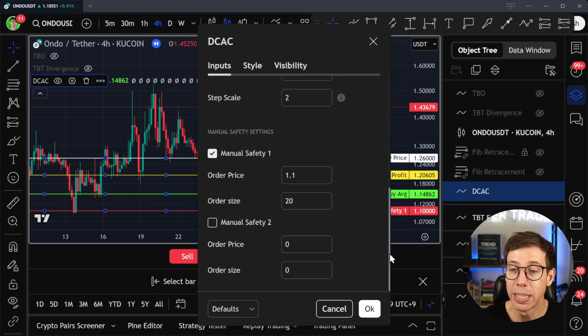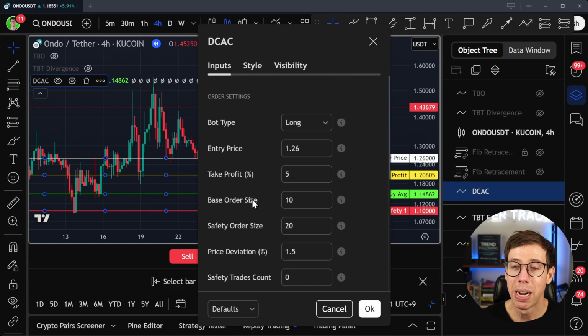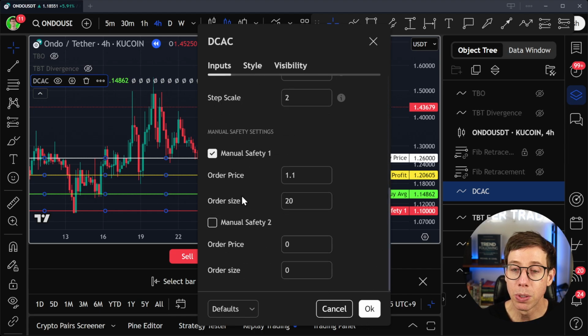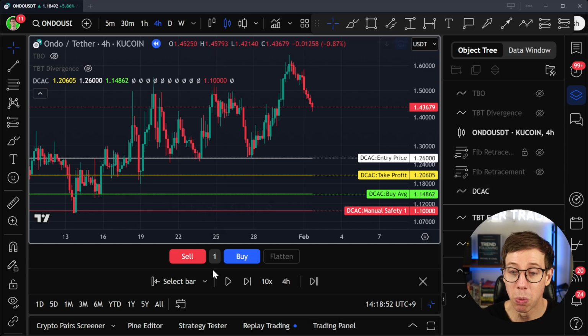So I want you to pay attention to one really important thing. My base order size, this is the initial trade order size, is 10. My manual safety is 2 times that. DCA works best when you double down martingale style. And here's what's really cool about this.